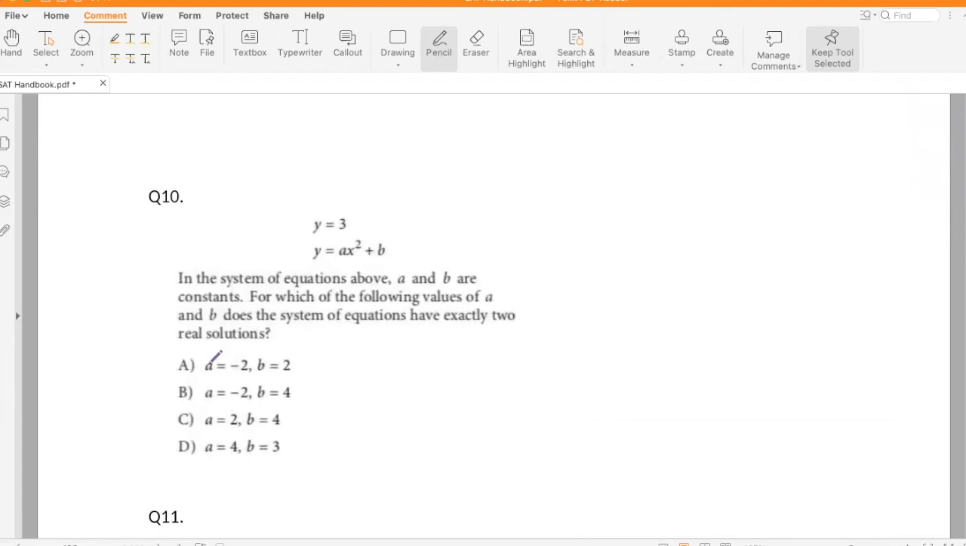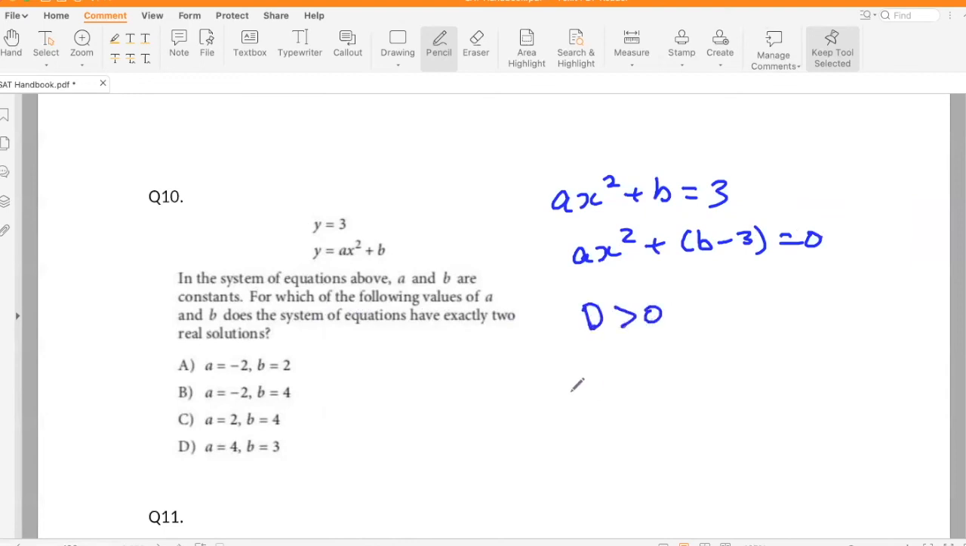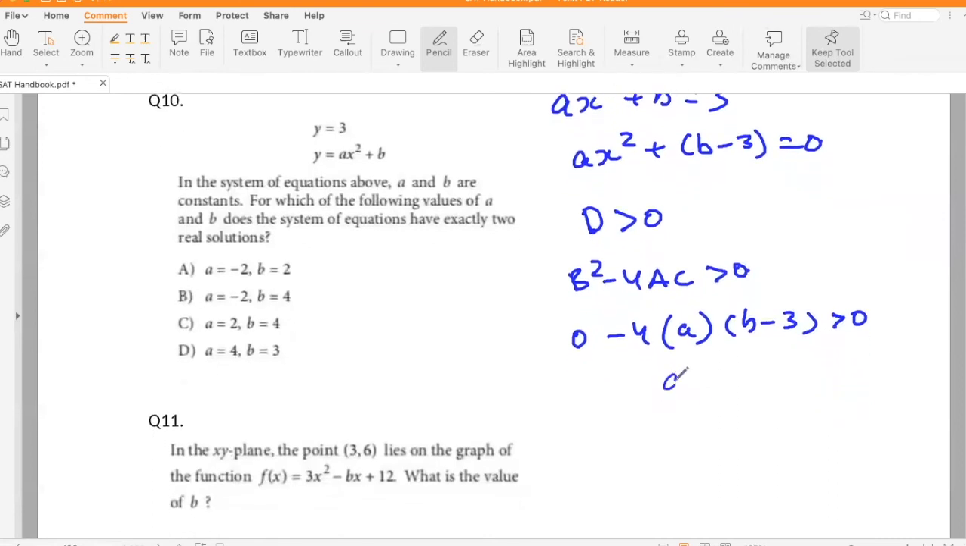Question 10, in the system of equations above, a and b are constants. For which of the following values of a and b does the system have exactly two real solutions? Okay, so the system can be written as ax squared plus b is 3. So ax squared plus b minus 3 is 0. So for two real solutions, the discriminant should be positive. So b squared minus 4ac is positive. There is no b term. a is small a and c is b minus 3. And that should be positive. So basically a times b minus 3 should be negative.